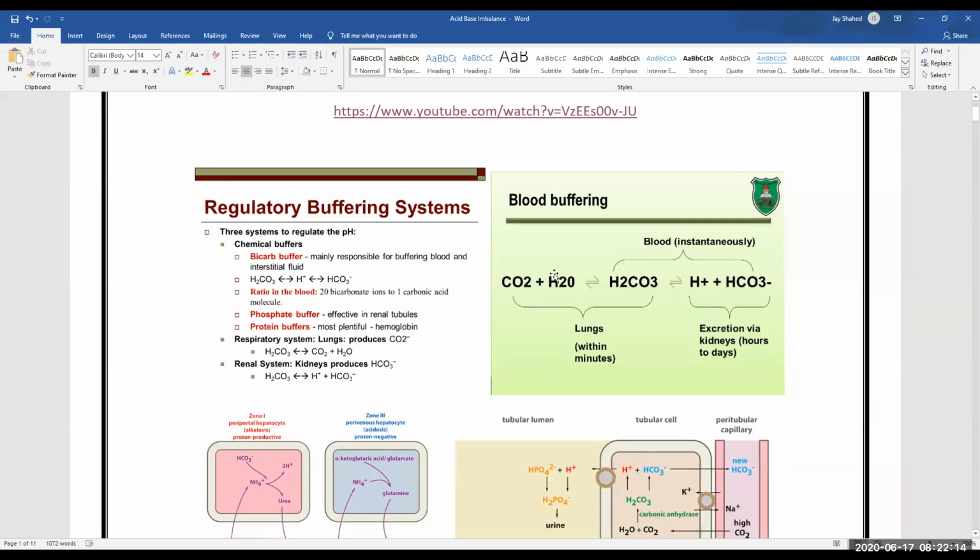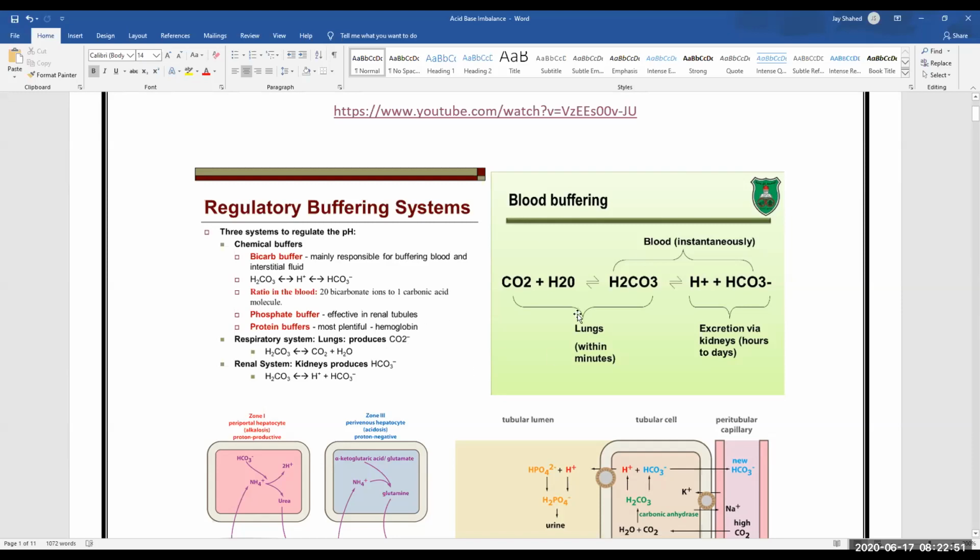So how is it balanced in the body? Through what we call buffering systems. The buffering system mainly balances the pH to bring it into the middle range, which is 7.4. Anything lower than 7.4 goes to the acid side, whereas anything higher than 7.4 goes into alkalinity, which becomes more basic. So we need to keep everything within the range of around 7.4. We'll talk about the pH in a second.